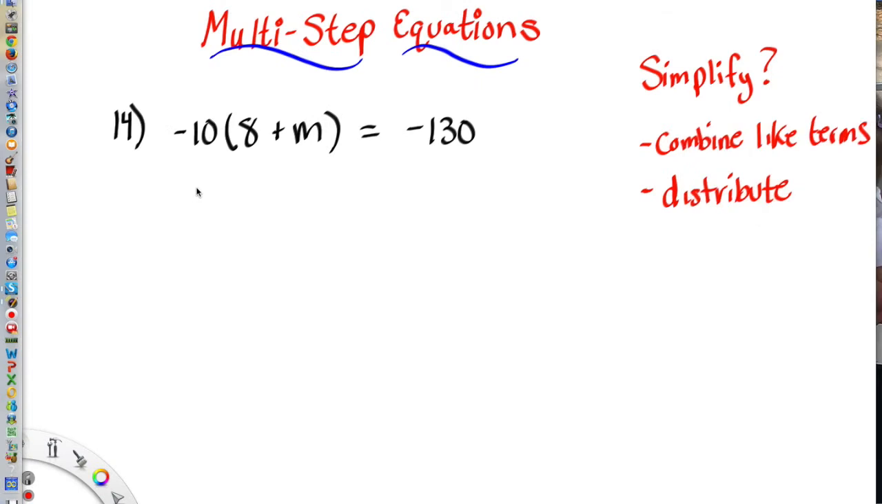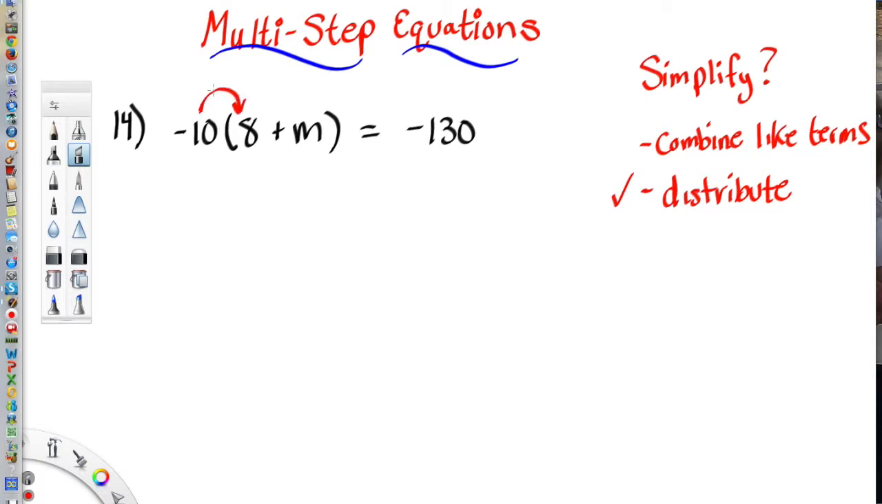Let's take a look at number 14. On the back side of your homework assignment, we have a negative 10 times the sum of 8 and m is equal to a negative 130. Well, let's first see if we can simplify. Well, can we combine any like terms? No, there's no like terms that can combine, but we can distribute. We've got to distribute this negative 10.